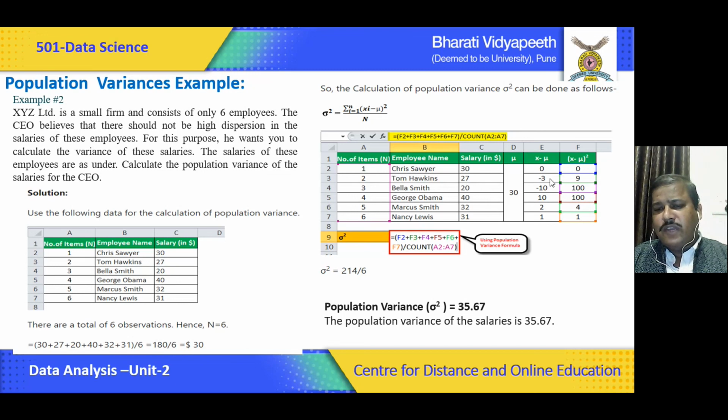Then 27 minus 30 is minus 3. 20 minus 30 is minus 10. 40 minus 30 is 10. This way you get these values for x minus mu, and then you square it, so it becomes a squared value. These negative values become positive values, right? So you can apply the formula, and the sum comes to 214. You can use the population variance formula to calculate from this.